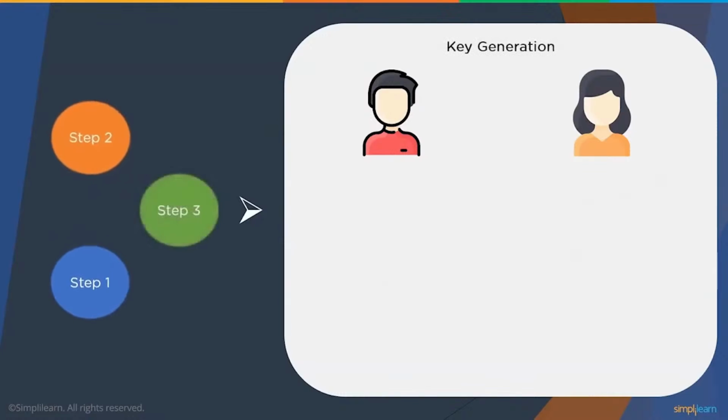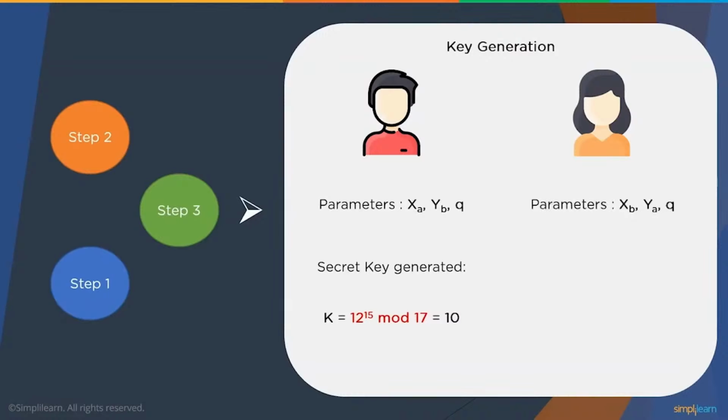In step 3, which is the key generation, we already have the requisite parameters for both users. To calculate the secret key for the first user, we're going to use the formula k equal to 12 power 15 mod 17, which gives the output as 10. Similarly, for the second user, we calculate the secret key using the formula 6 to the power 13 mod 17, which gives the value as 10.